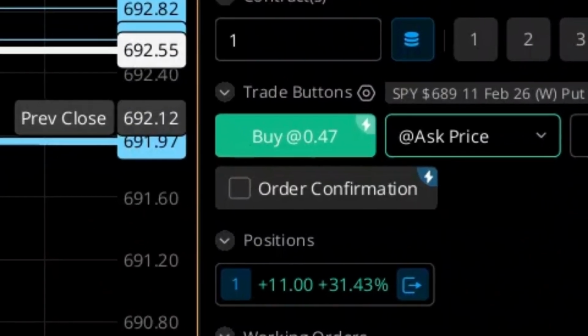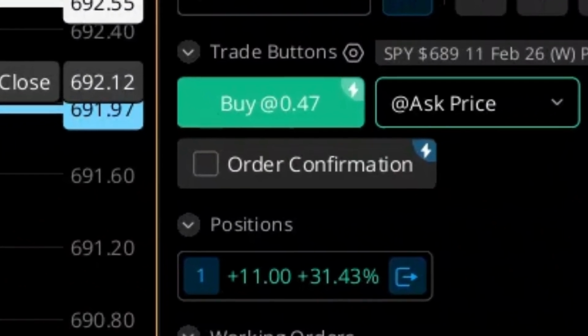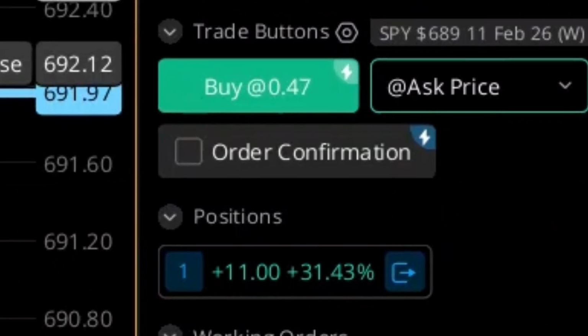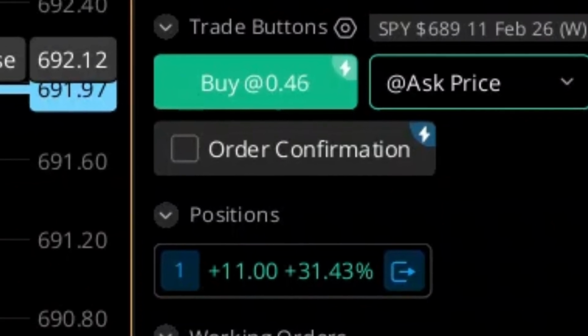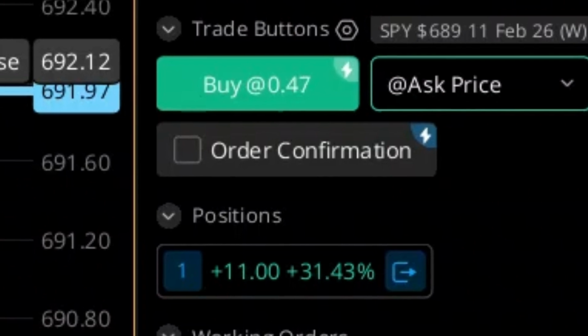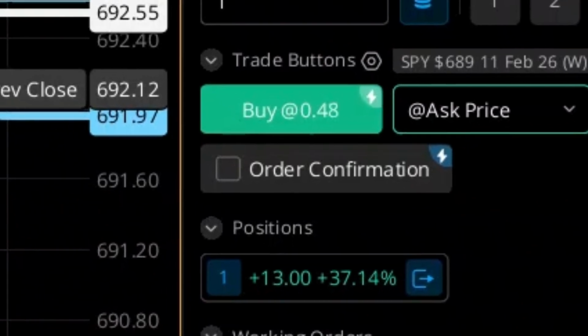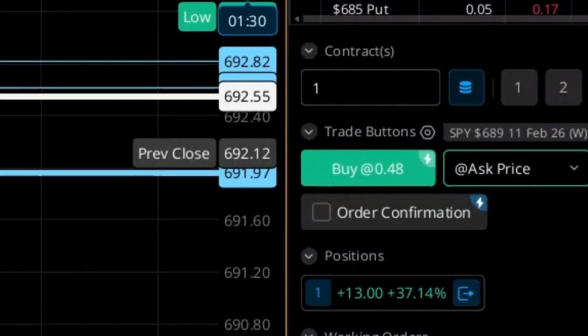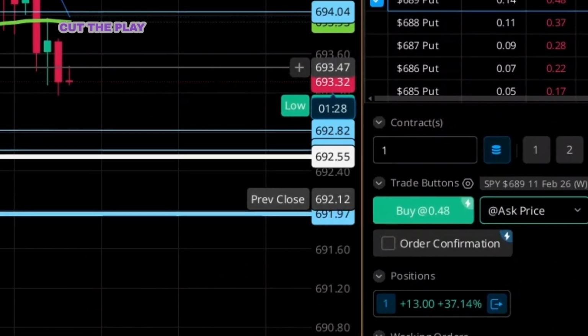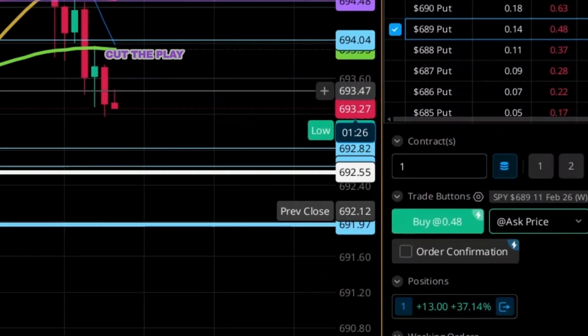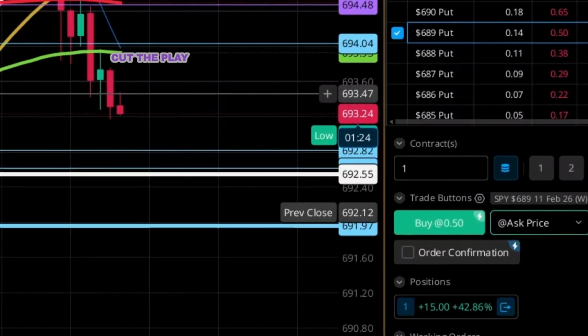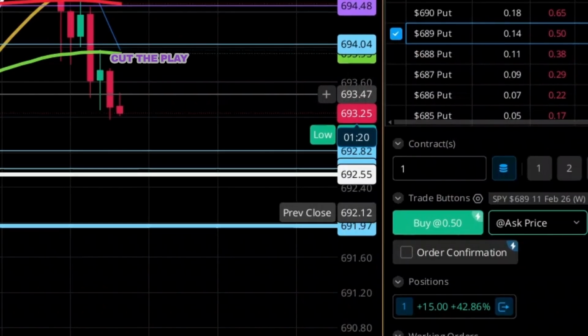So again, 31%. It's not about how much you make, it's about how much you risk. Because we're starting with so little money, this was not an expensive option at all. All right, so again, this is about experience. You can start trading with $50 or $100, and if you have to, just dive in. You've got to get your feet wet. You have to start somewhere.